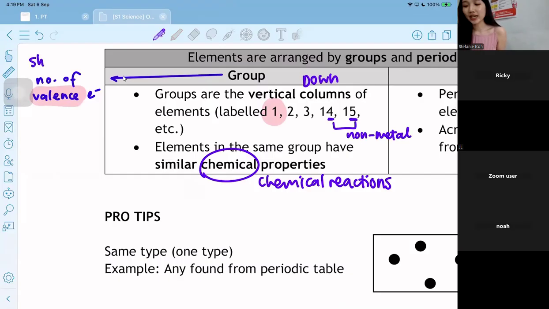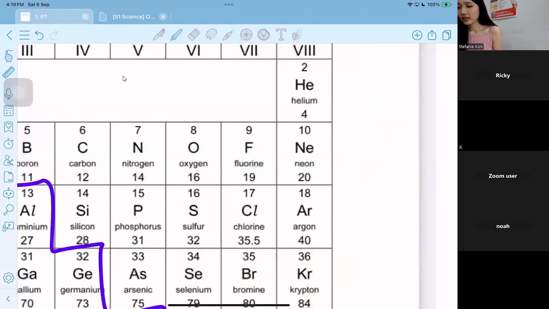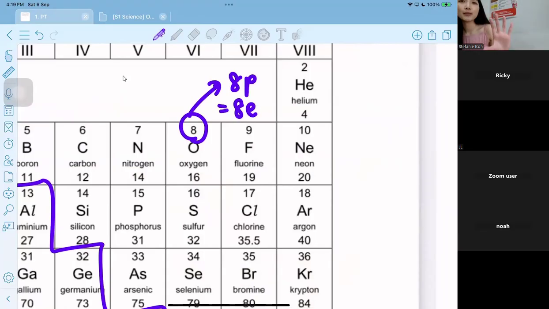Okay, so this is a shortcut method. Shortcut to finding the number of valence. Let's say you don't want to do electronic configuration. For example, let me show you. You look at oxygen. It has 8 protons, which equals 8 electrons. Proton-electron number should be the same.